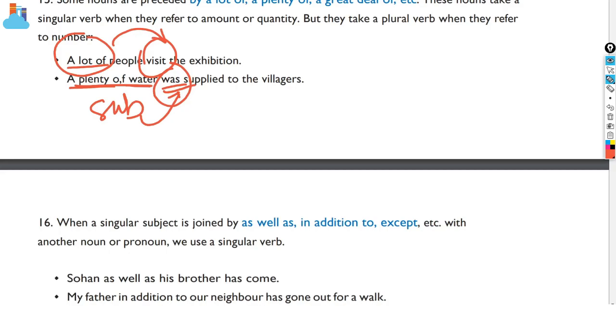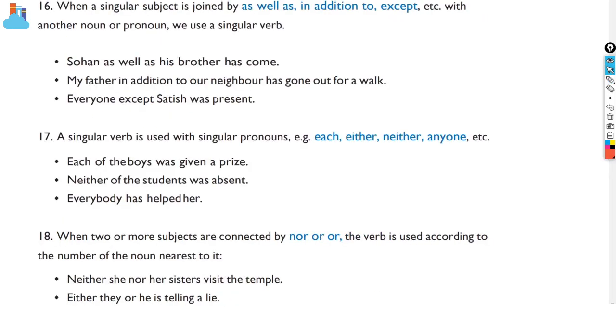Rule number 16. So, my dear children, there are some conjunctions. These are called compound conjunctions. They are as well as, in addition to, and many more. And when these are used, what will be the position of the verb? The verb will always be singular. Let us see the concept here.